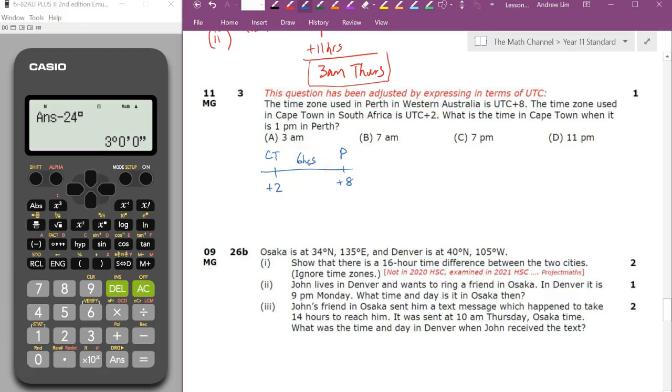What is the time in Cape Town when it's 1 p.m. in Perth? Put 1 p.m. in 24-hour time, that's 13 o'clock or 13 hours. I'm now going to minus my 6 hours, to give me 7 a.m.